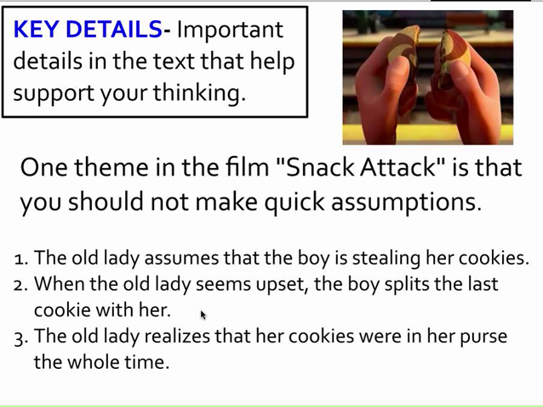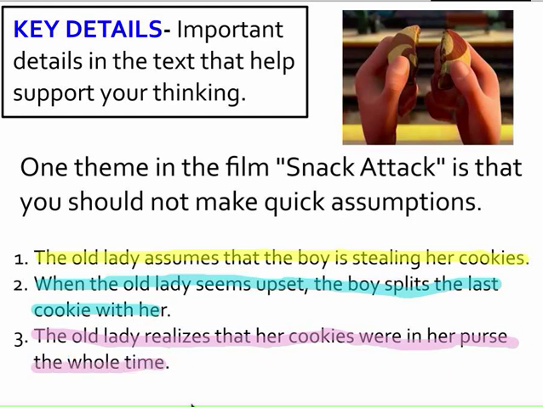The second thing that I pulled out is this. Let's just highlight that so you guys can see it. So when the old lady seems upset, the boy splits the last cookie. That helps support that you should not make assumptions about other people, right? And then the final detail that I pulled is that the old lady realizes that her cookies were in her purse the whole time. So if she would have just paid attention, she would have seen that her cookies were there the whole time, and she was just making quick assumptions about the boy.